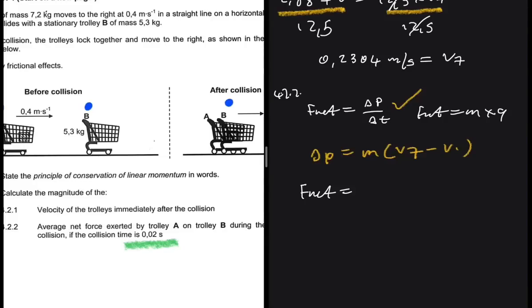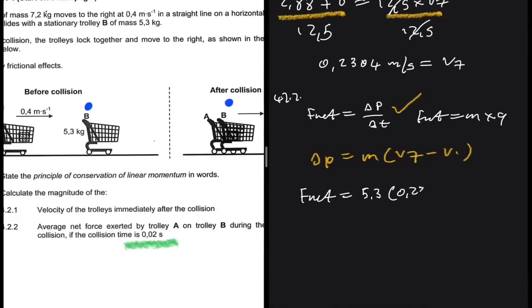If we use trolley B, the mass is 5.3, and Vf is 0.2304. It's coming from rest, so its Vi must be 0. We divide all that by 0.02, which is the amount of time the collision took.